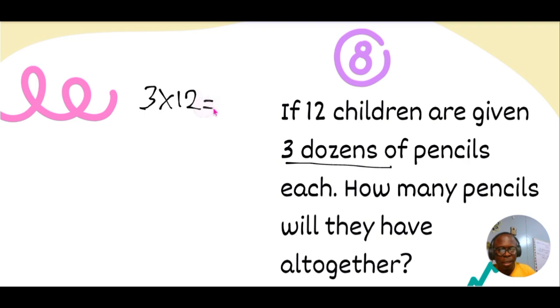So that is 36. This means that each of the children was given 36 pencils. So that means we have 36 in 12 places, and we have to look for the total. How many pencils will they have all together?